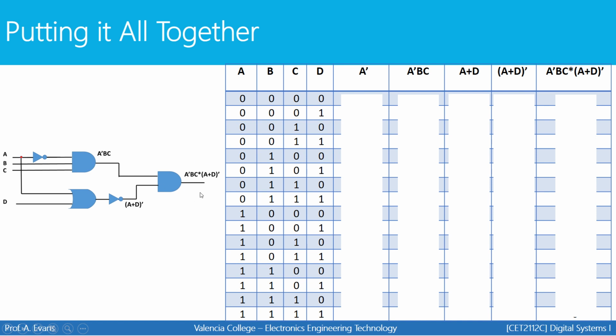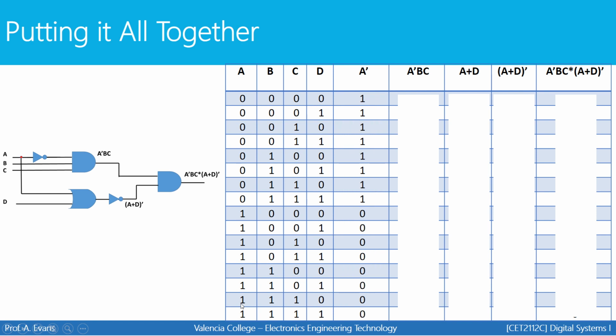So let's start with what comes out of the first inverter right here. If A goes in, then not A comes out, which means every time I see a 0 in column A, it's going to become a 1. And every time I have a 1 in column A, it's going to become a 0. And that would be my output from that first inverter.